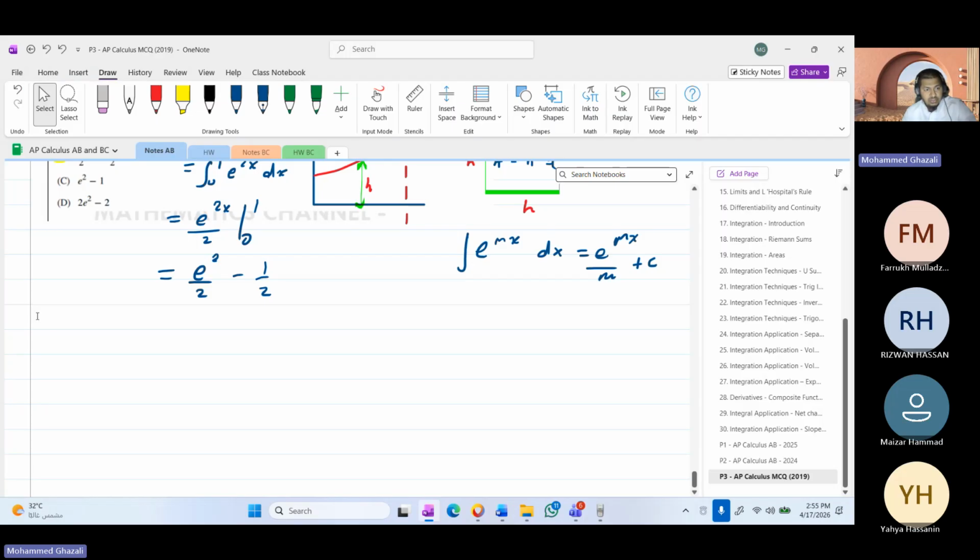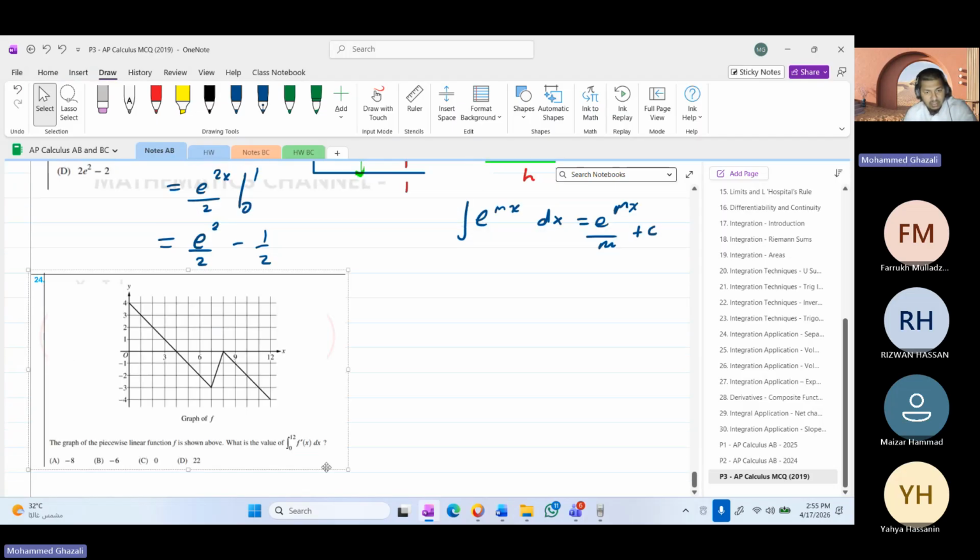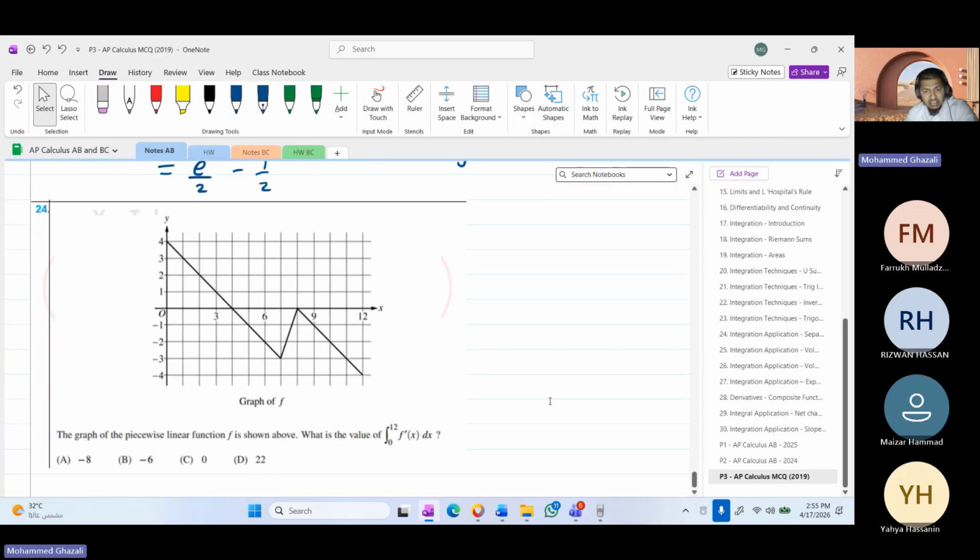Right, so next question. Another graph question. We want to find the integral. What is the value of the integral from 0 to 12 of f prime x? Think of f prime x as being the velocity function. So if you integrate the velocity function, what do you get? You get the position.